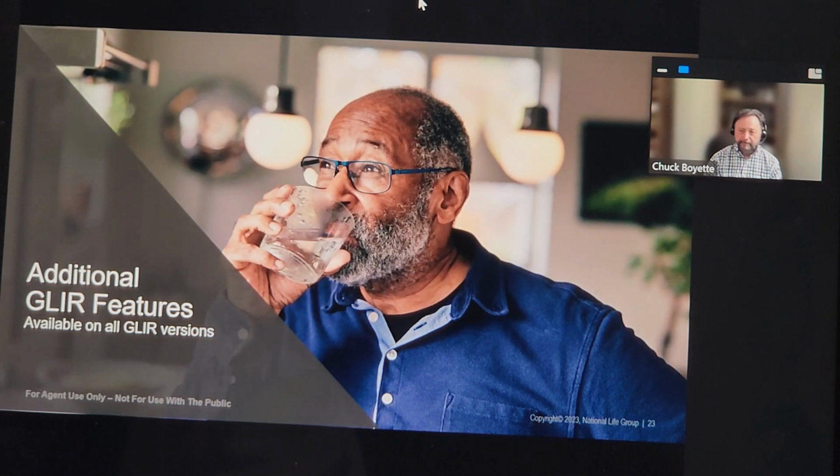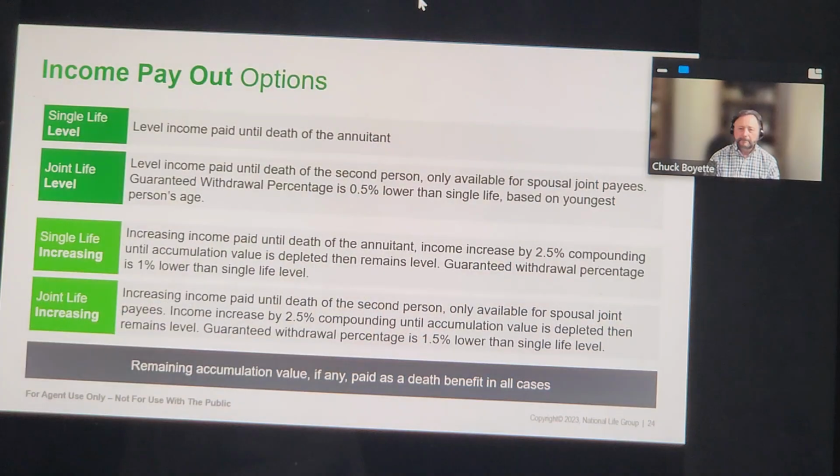Okay, some additional GLEAR features. We try to give your clients an opportunity to personalize their annuities with National Life, and this is one of the ways we provide for that, is that there are different income payout options. We have single life level, which is going to pay a level income until the death of the annuitant. That's going to be the highest payout of all the GLEAR options.